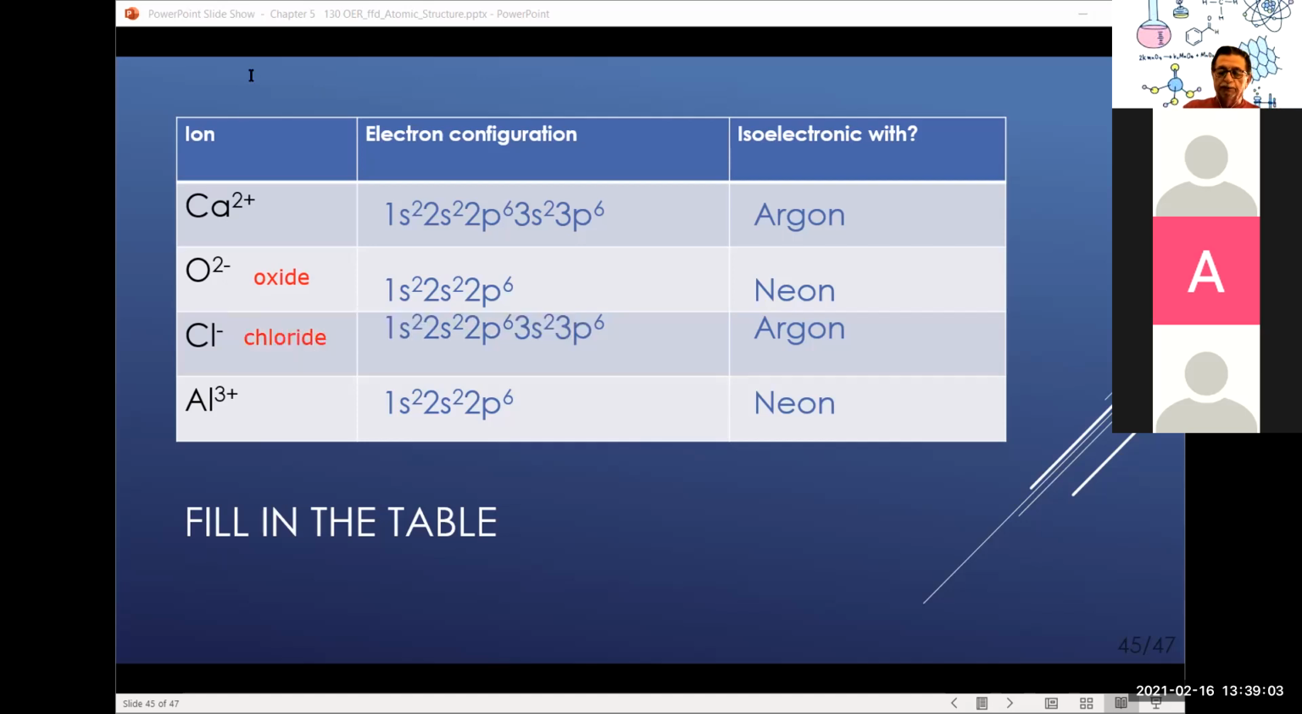In the metals, we just call them, they don't change the name. If I needed to name this, I would just say calcium ion. That's it. So the metals, there's no name change. So you can see here that the calcium ion and the chloride ion are isoelectronic with argon. They share the same number of electrons, whereas the oxide and the aluminum are isoelectronic with neon. Okay? They are not neon or argon, they are isoelectronic. They share the same number of electrons.